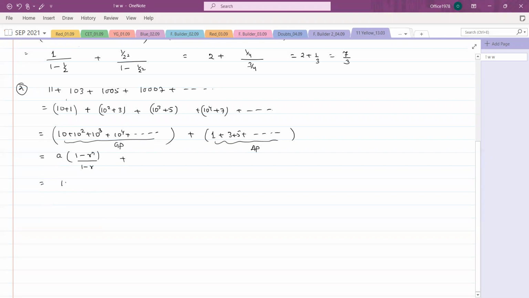So 10 into 1 minus 10 raised to 50, N is the number of terms, 10 raised to 50 upon 1 minus 10, plus the sum of this, 50 square.